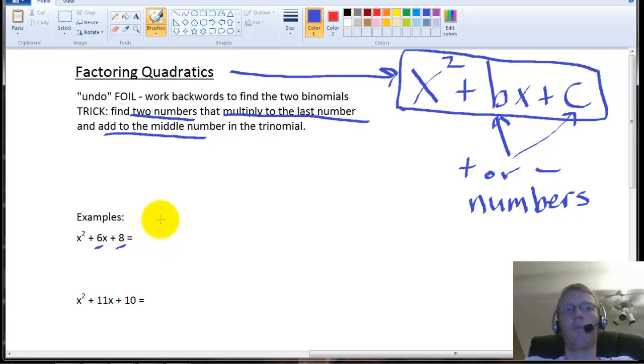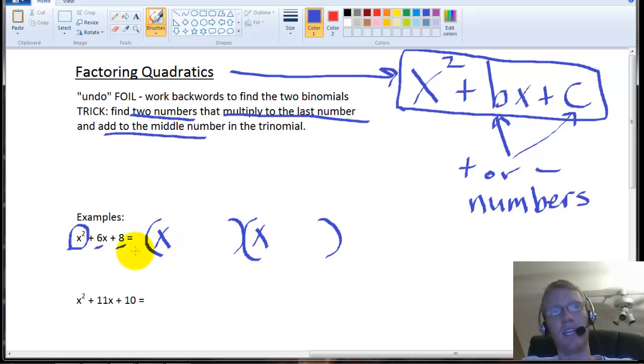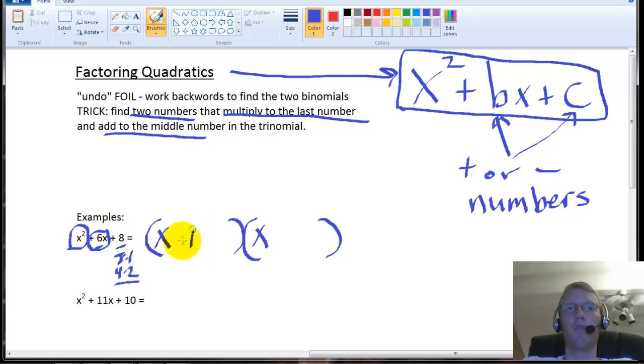So the best way to do these problems is to write an open set of parentheses like this, and to say, okay, to get my x squared, I know I have to multiply x times x. Now, to get two numbers that multiply to 8, what could I put in here? Well, not only do these two numbers have to multiply to 8, they also have to add up to 6. So in order to multiply to 8, I could do 8 times 1, or I could do 4 times 2. So you can list your possible combinations of ways to multiply to 8, and then you can say, okay, which of these combinations adds up to positive 6? And it's clearly 4 and 2, both positive, so positive 4, positive 2.